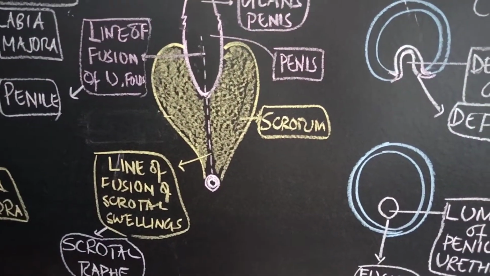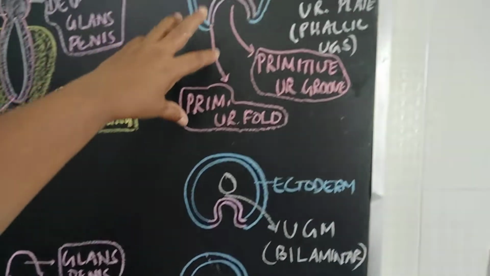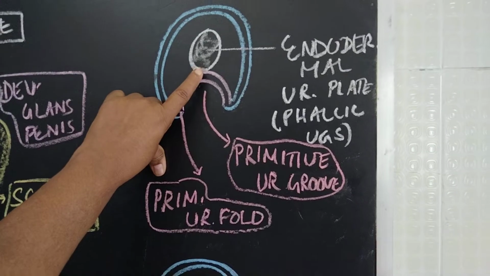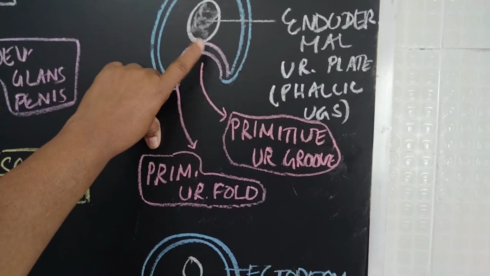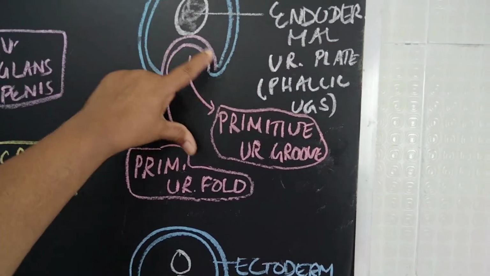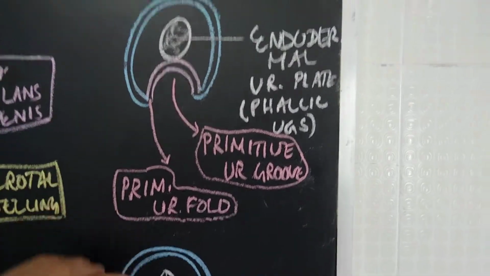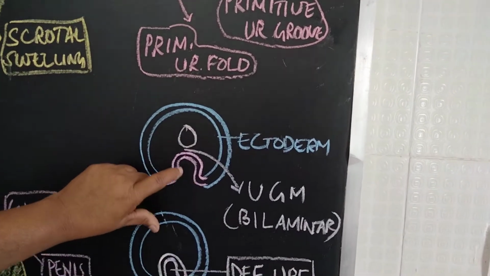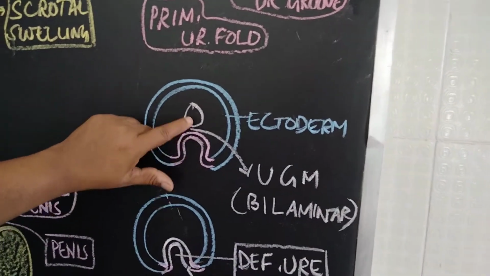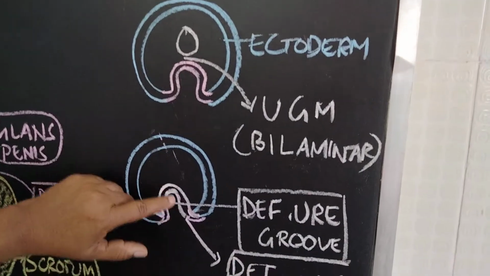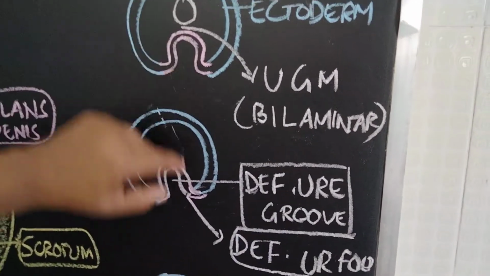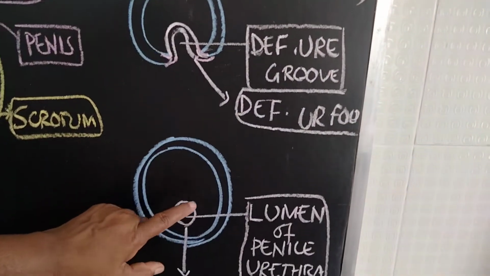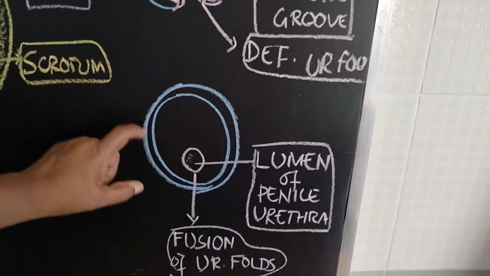Now ultimately what happens, this is the formation of the male counterpart, this is the endodermal part of the urethral plate, there is a formation of the urethral plate, this is the primitive urethral groove. This is a primitive urethral fold, that is in case of male that is happening. Then there is the ectodermal part, and this is the endodermal part. This is the urogenital membrane, this is a bilaminar urogenital membrane. Ultimately that will rupture and the continuity is maintained with this. This is the definitive urethral groove that will be formed, and ultimately this is the penile opening that is forming, and the fusion of the urethral fold.